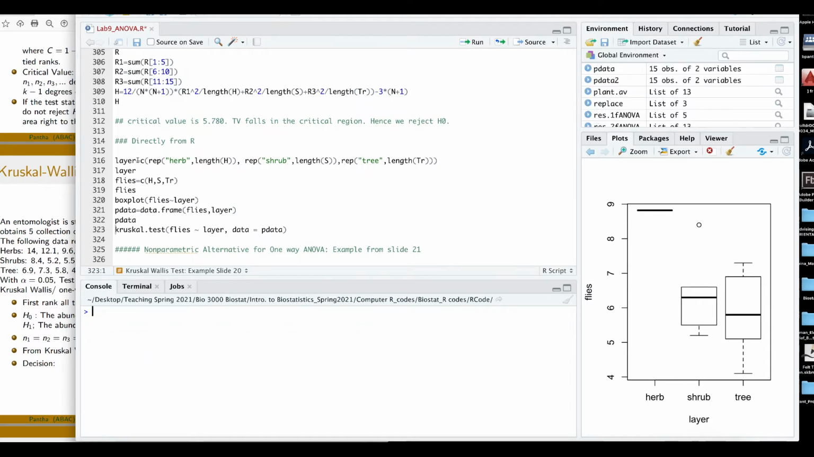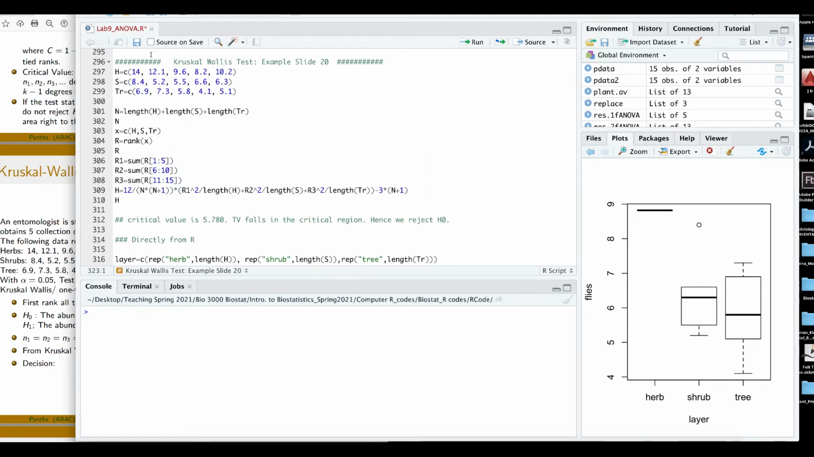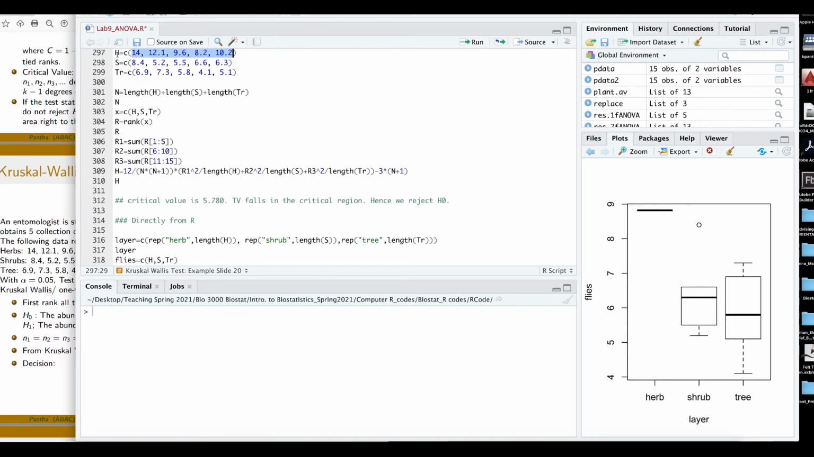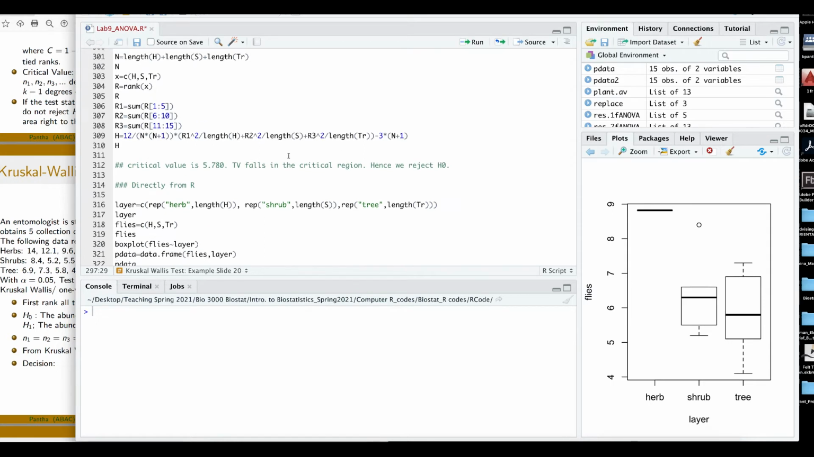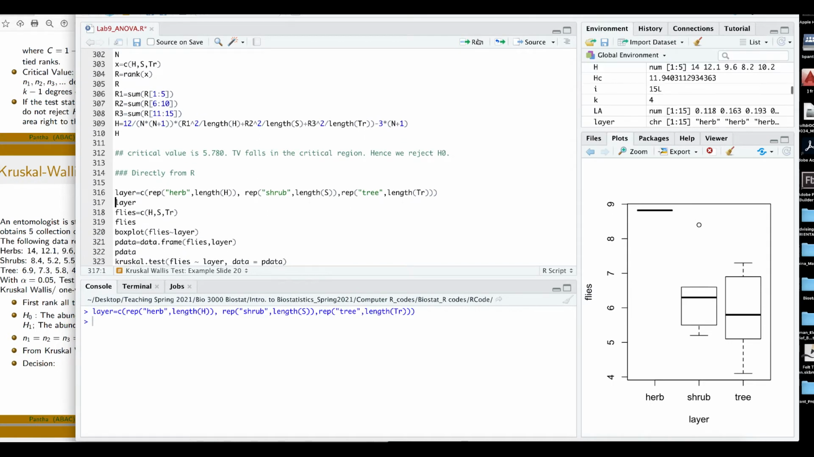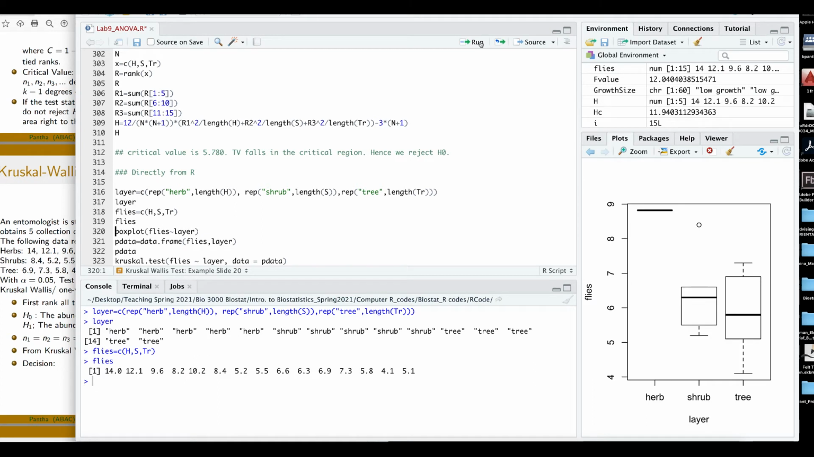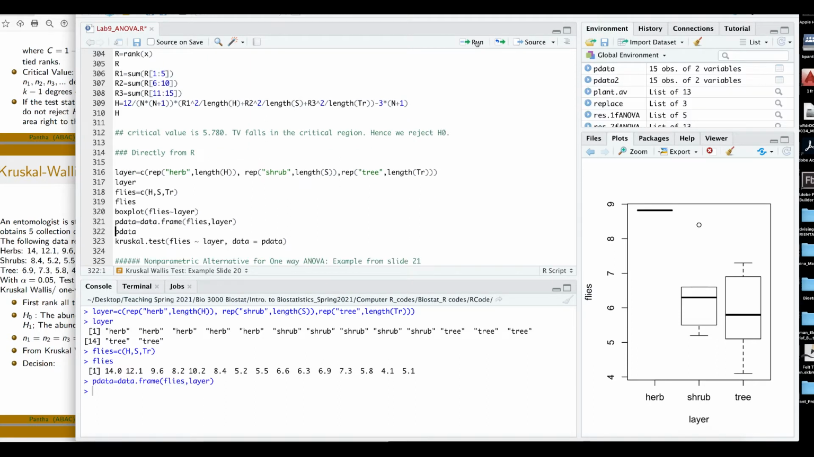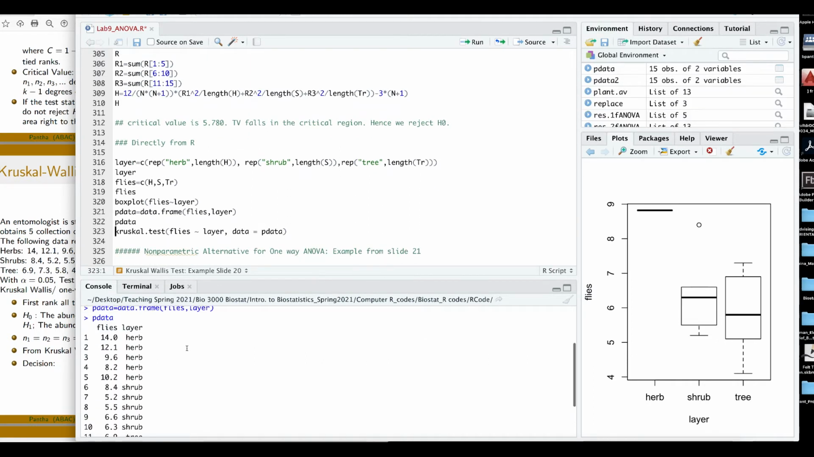First of all, you need to arrange the data into two columns, as in the one-way ANOVA. You put all these data into one column, and then the group names, herb, shrub, and tree, in another column, right? So that's what I'm going to do directly in R. That's the layer, and then I'm giving another name, flies. So that is basically the data. I'm doing data dot frame equals flies and layer. You see that? So you are putting all those together.